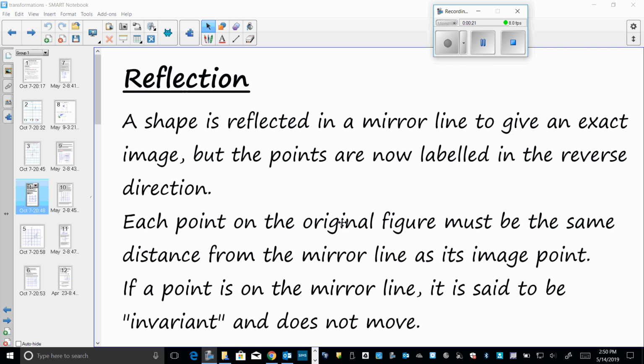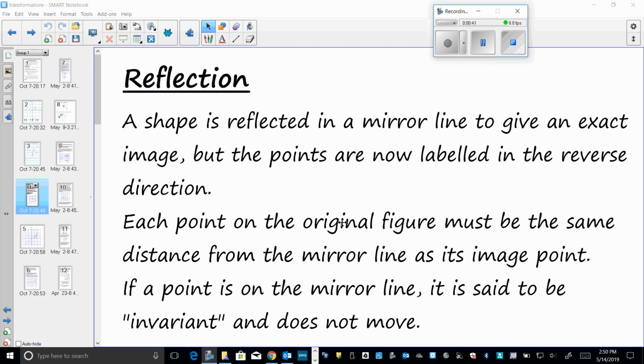Okay? So you're going to have a figure, then you're going to have to show a mirror line, and you're going to reflect it. Now, you would have probably looked at symmetry as bare minimum in the past. Yes? So if things are symmetrical, it's the same one side and the other. And so reflections are symmetrical around their mirror line.